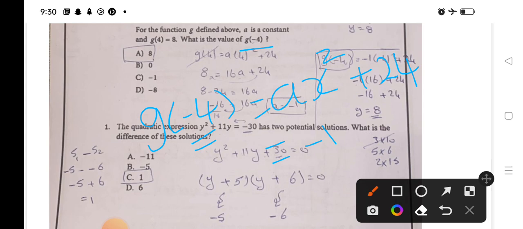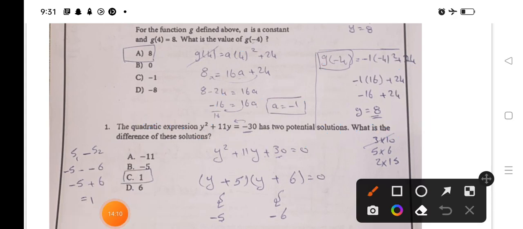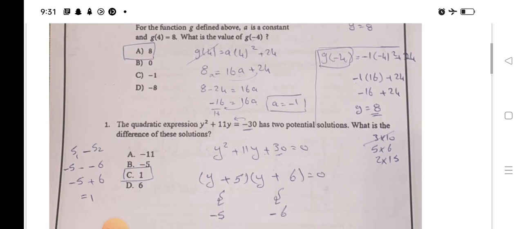X squared, where is x? This time x is equal to negative 4 squared. Plus 24. Can I get the value now? Yes. Negative 4 power 2 gives me 16. So 16 times negative 1 gives me negative 16 plus 24. Focus. Gives me 8. So the value of g of negative 4 is 8.